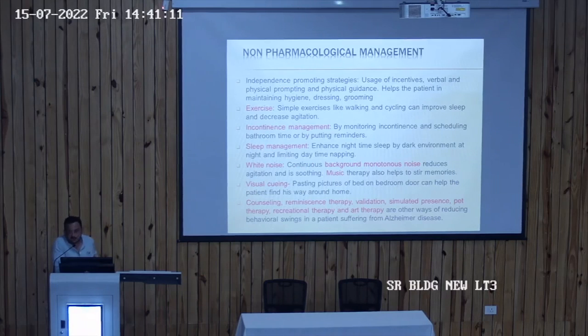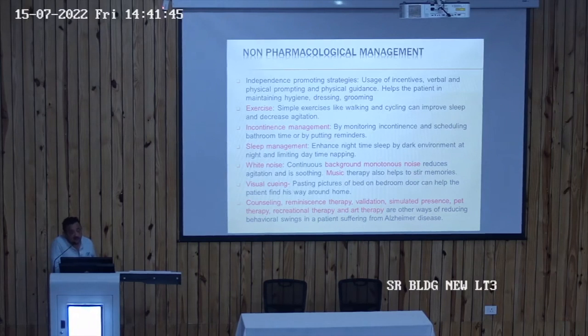Then non-pharmacological interventions, that are very important. You can add the medicines but cannot do anything with it because the disease is progressive and the damage which has been done is irreversible. So, increase the non-pharmacological interventions in the long run. You have to. It can be exercise, walking, cycling to improve the muscle tone.